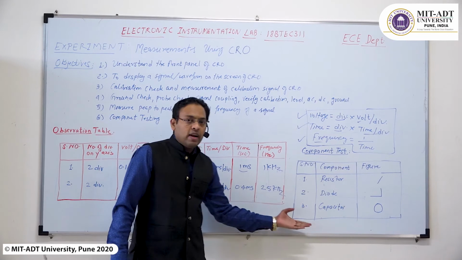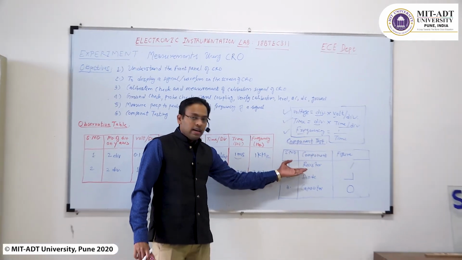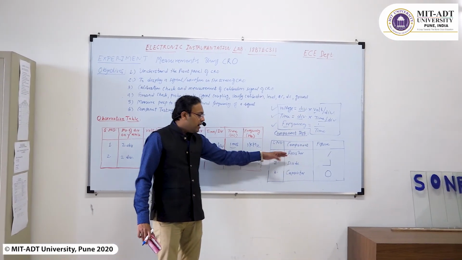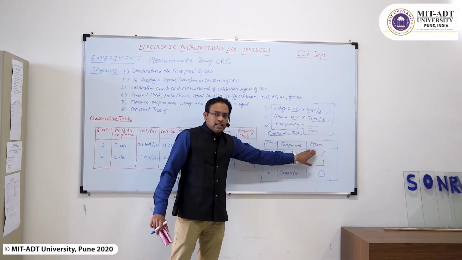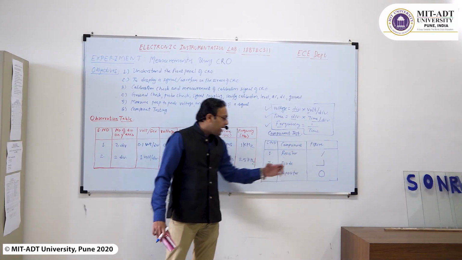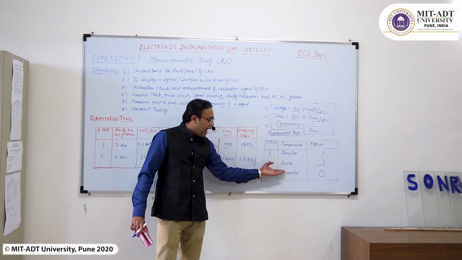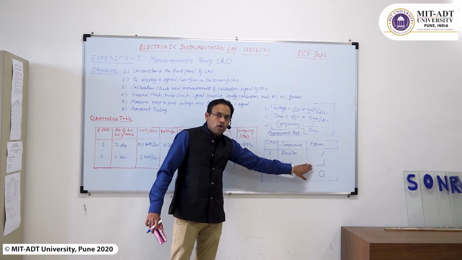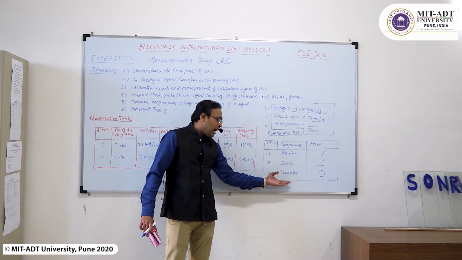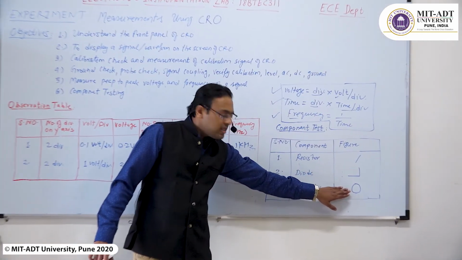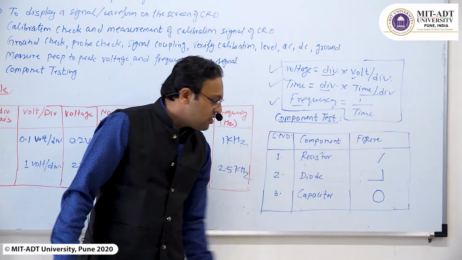And finally, the component testing. We have tested the resistor component. For the resistor, this slightly tilted vertical line is obtained. We have also tested the diode. For the diode, this shape is obtained. And we have also tested the capacitor. For the capacitor, this shape is obtained, an oval, spherical shape.